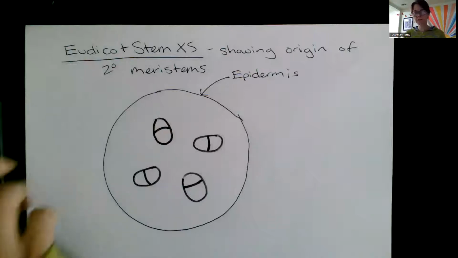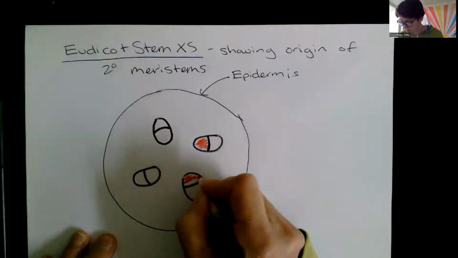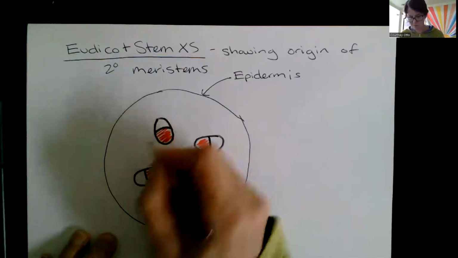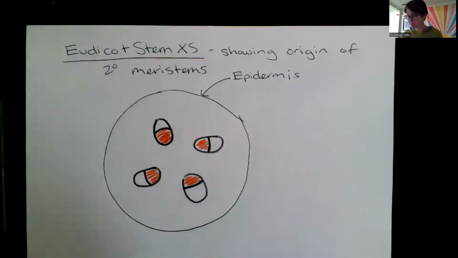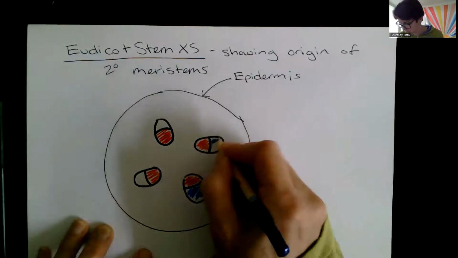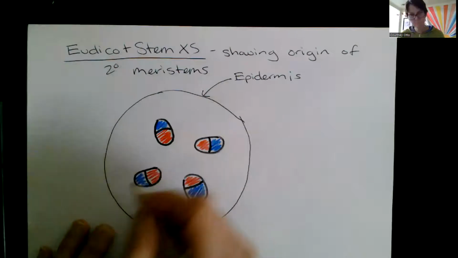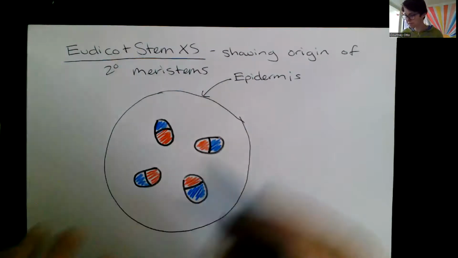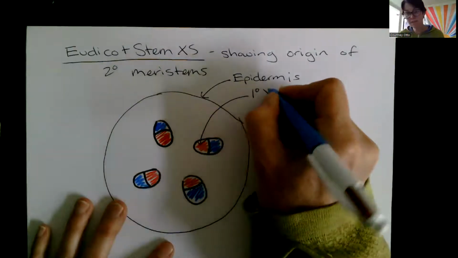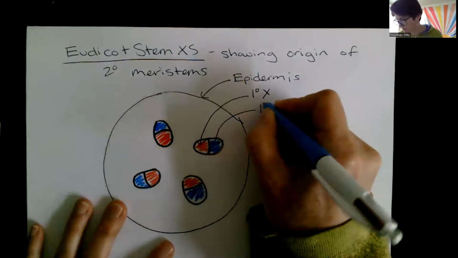The inside of each one of these bundles is going to be primary xylem. So I'm just going to shade that there in red. The outside of each one of these bundles is going to be primary phloem. So I'm going to shade each one of those in blue. So these are just those bundles of vascular tissue. Primary xylem on the inside of the bundle, primary phloem on the outside of the bundle.